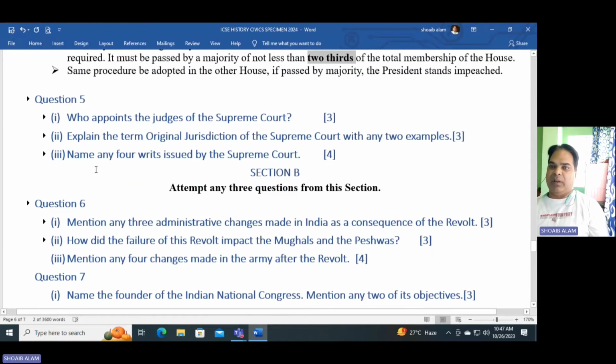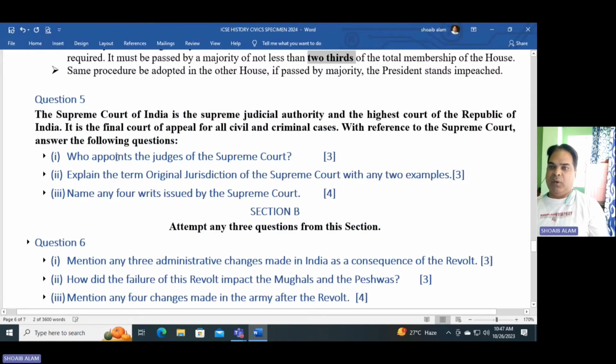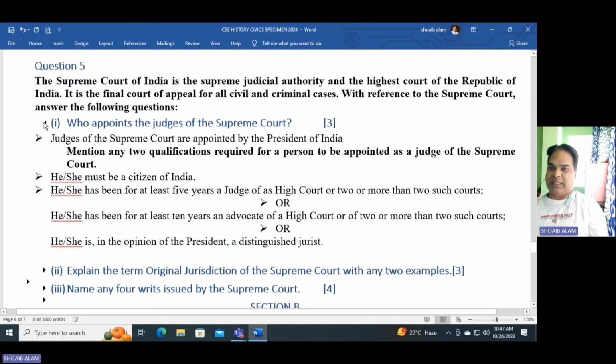Okay. Now, next question number 5. Who appoints the judges of Supreme Court? So let us see. Judges of Supreme Court are appointed by the President of India.